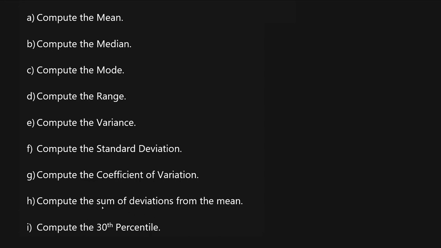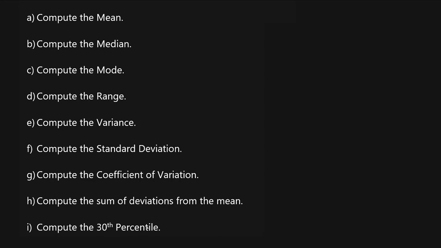Now, after that, we've got a couple of add-ons. Part H, it's kind of a trick question. Compute the sum of deviations from the mean. That's just going to end up being zero. I'll explain why that's the case and why this is sort of a trick question when we get to part H. And then finally, we have measures of position. We've got to compute the 30th percentile.